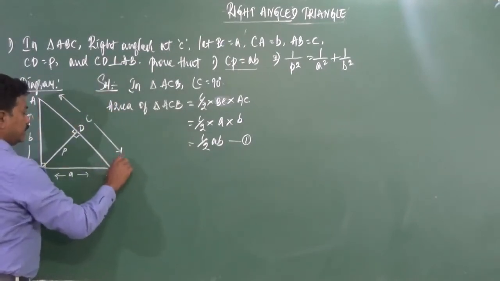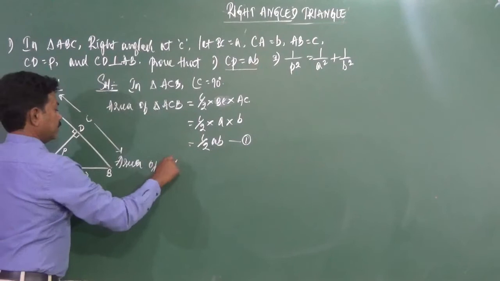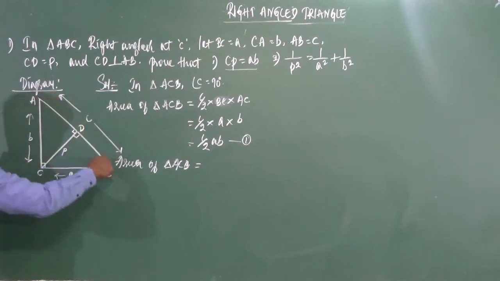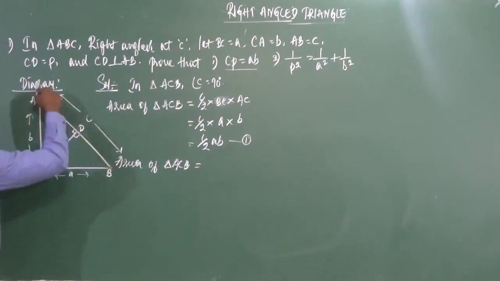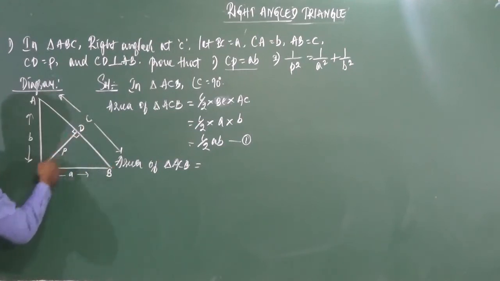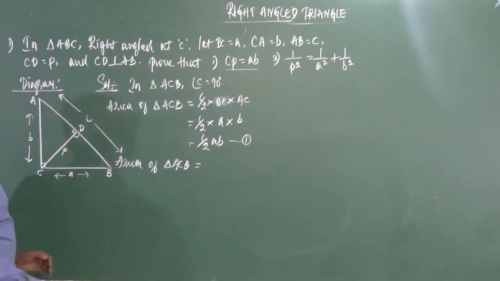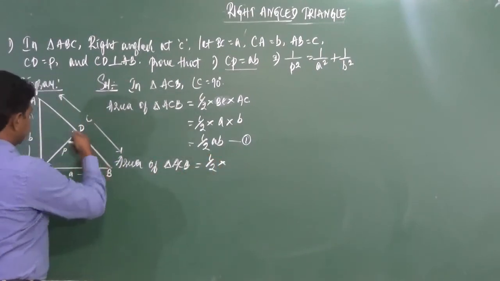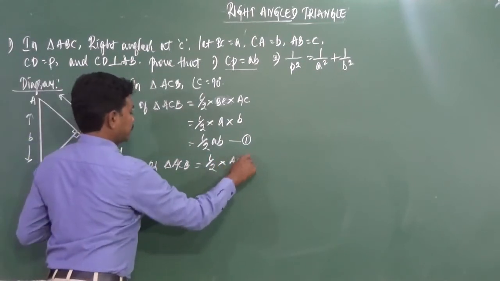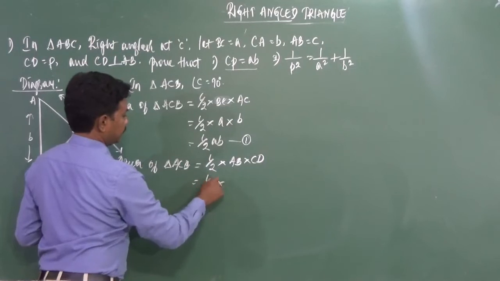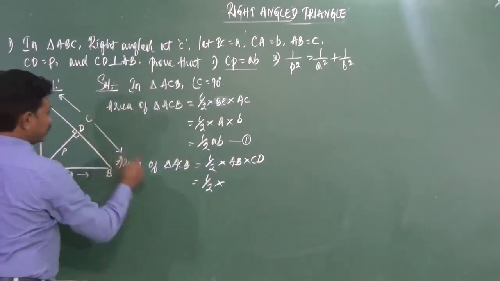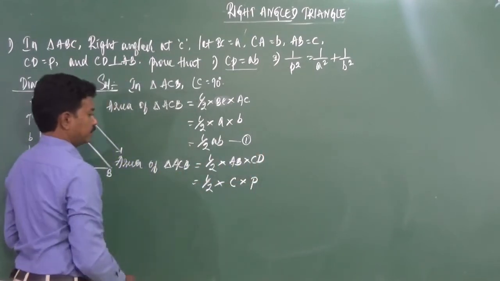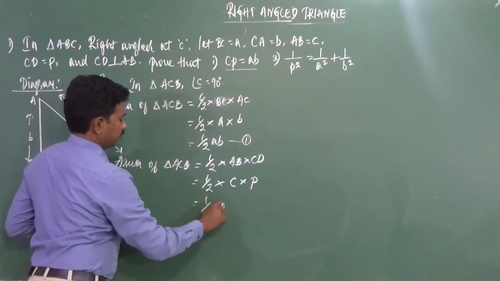So again we will take the area of the same triangle. Area of triangle ACB is equal to, now this becomes the base for triangle ACB. If you consider this AB as the base and CD as the height, then again we can find out the area of the triangle. So area of triangle ACB is equal to half into AB into CD. AB is represented by small letter c and CD is represented by small letter p. So half into c into p, that becomes half cp. Take it as equation 2.